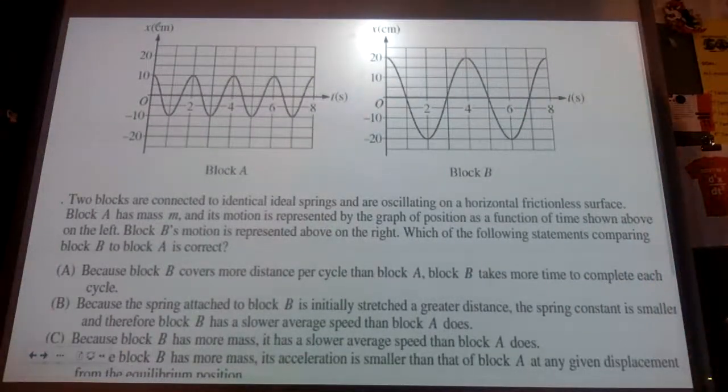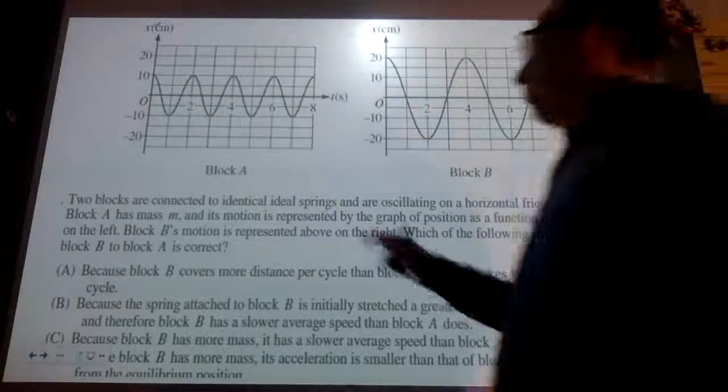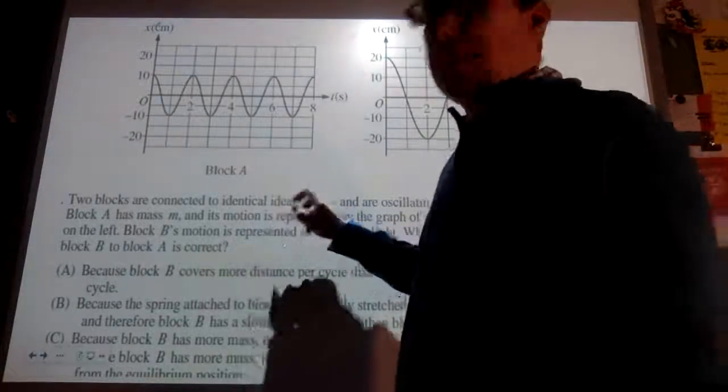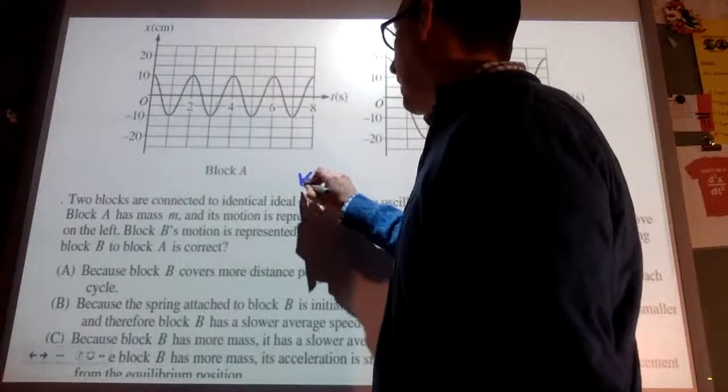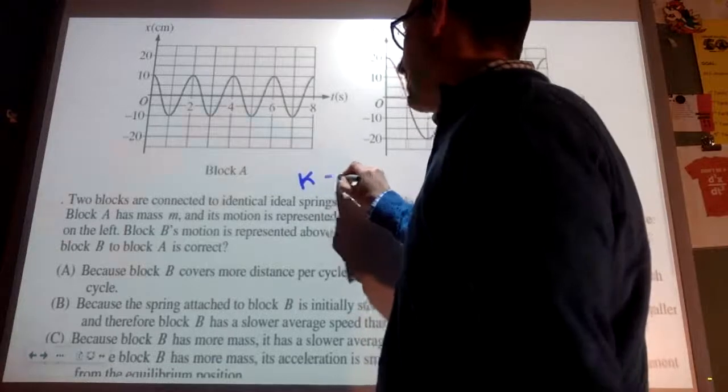Two blocks are connected to identical ideal springs and are oscillating on a horizontal frictionless surface. Block A has a mass m and its motion is represented by the graph of position as a function of time as shown above. Block B's motion is represented above on the right. Which of the following statements comparing block A to block B is correct? So what's going to be the same if they are the same identical ideal springs? Little k is going to be the same.